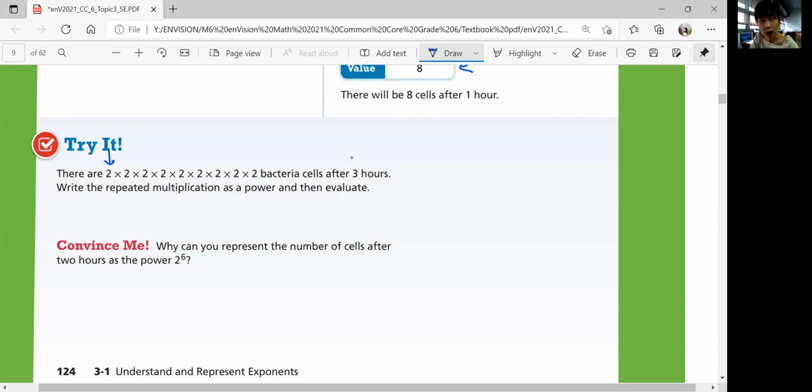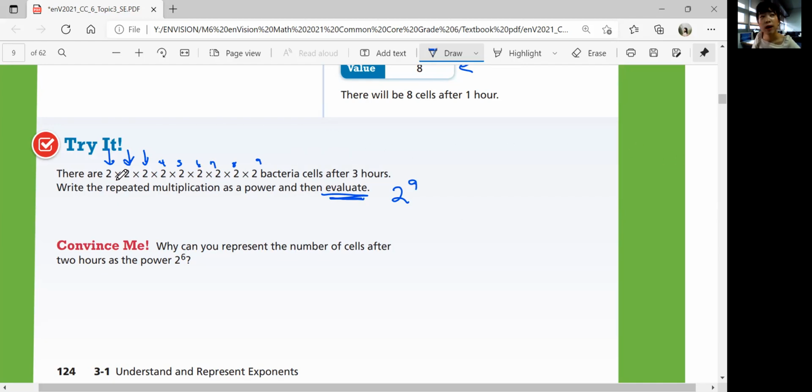You count the 2's: 1, 2, 3, 4, 5, 6, 7, 8, 9. So this is 2 to the power of 9. And then evaluate means find the value, the actual number for this power.